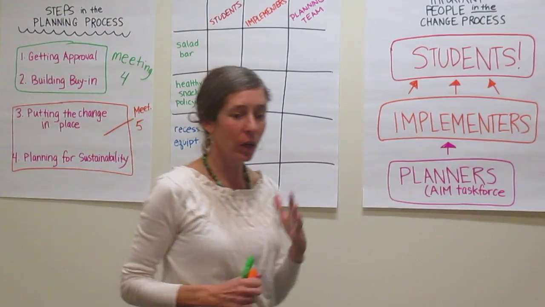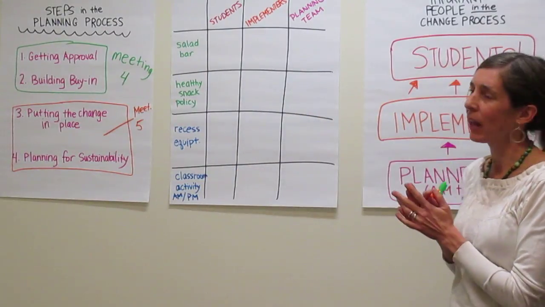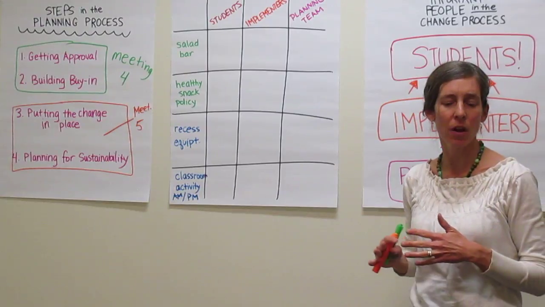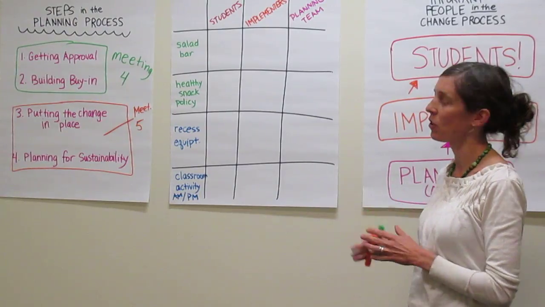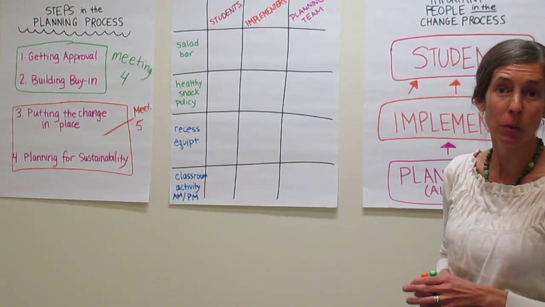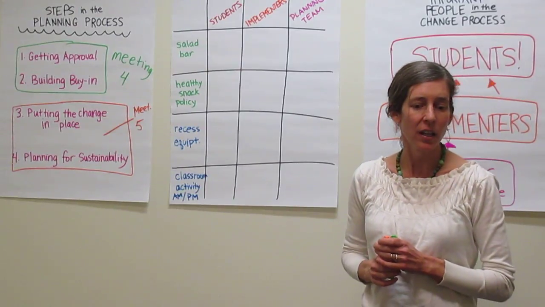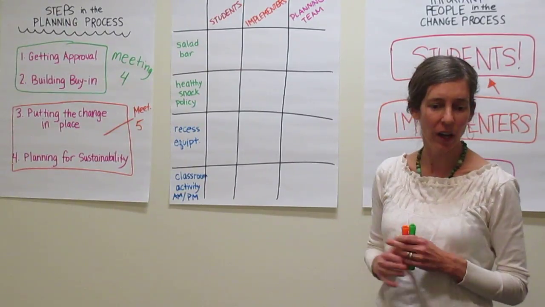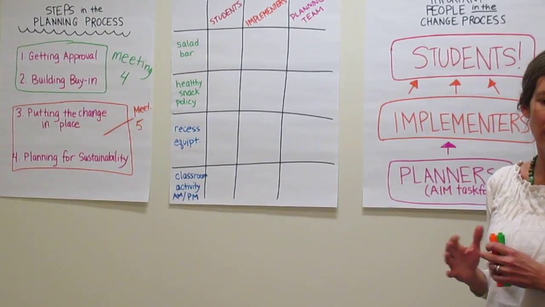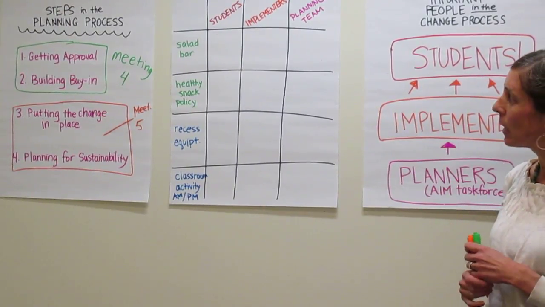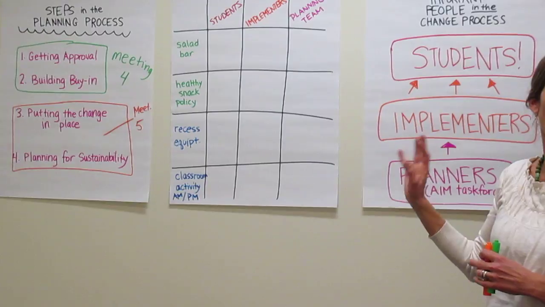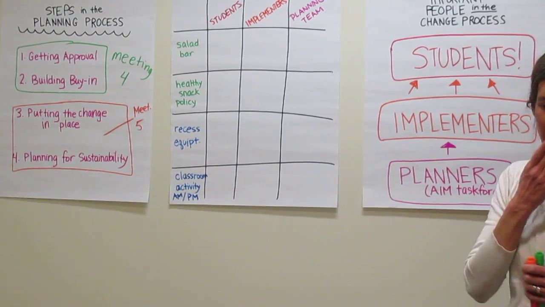Okay? So, an action plan is a list of all the steps, all the things that need to happen to make sure this change is up and running. Remember, we want these in place by next fall. We're going to write out tasks for our action plans during these meetings, focusing on getting approval and building buy-in today, and then the rest of the action plan in our next meeting.